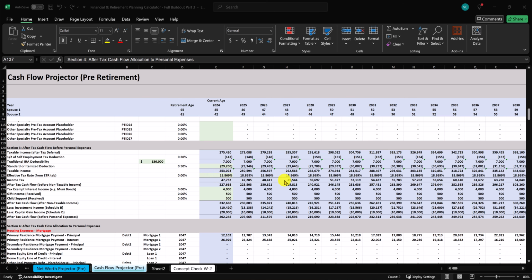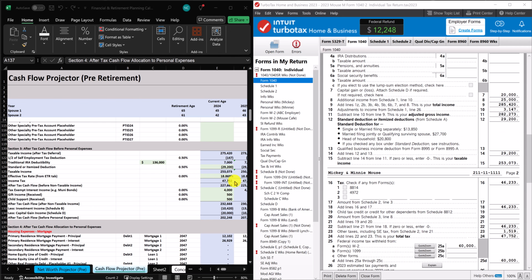we can project it out over the remaining years either with no growth or positive growth or a negative growth, just depending on what we think is going to be happening with our income over time. Now in this particular example, because I've set up this 2023 tax return to basically reflect my 2024 income, we are getting a projected income tax here of $47,752, which is identical to what we're getting over here.